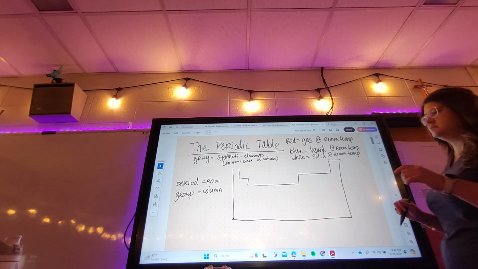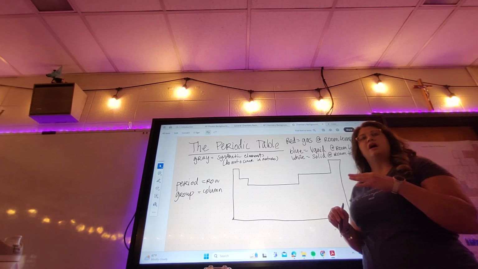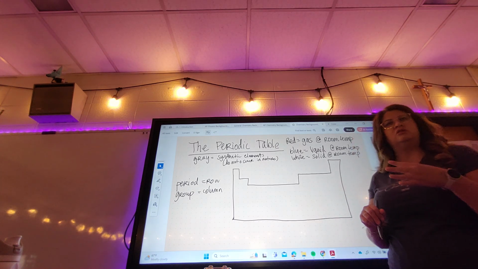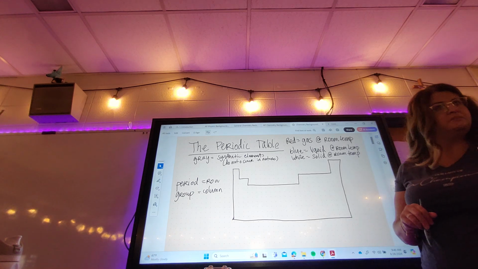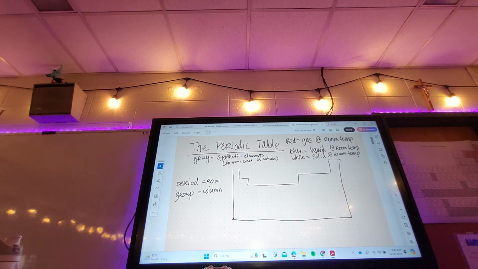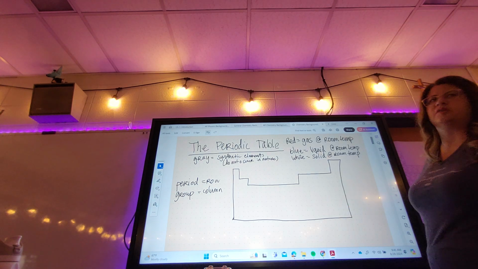So today we're going to start by talking about 4 of the columns of the periodic table that are special because they do special things. Other columns do other special things, but we don't need to worry about them for now.